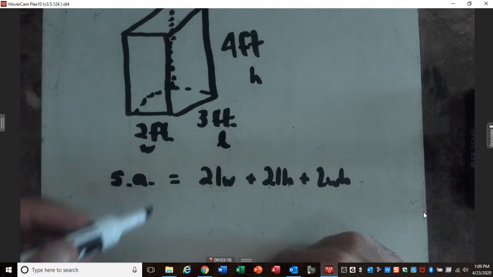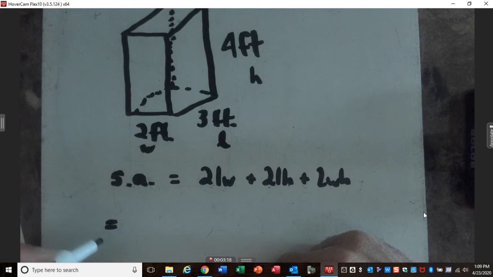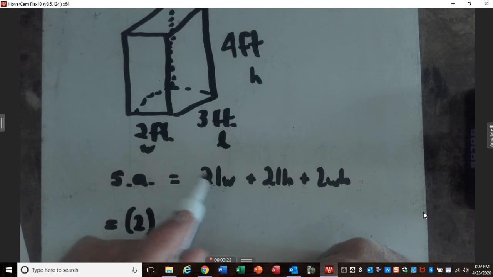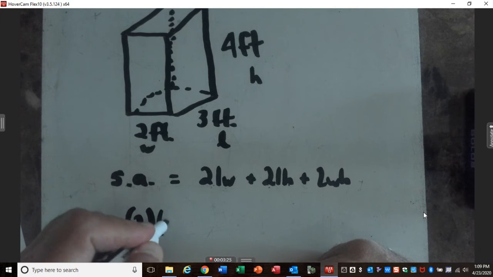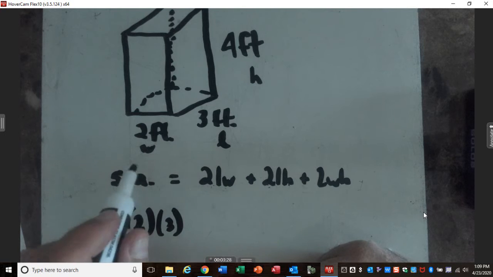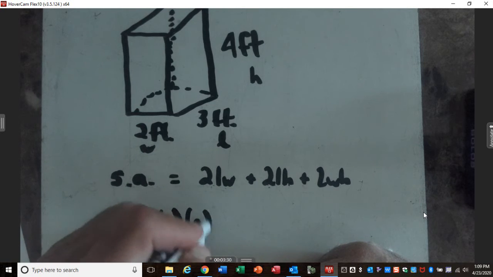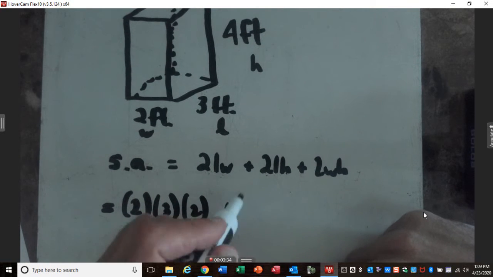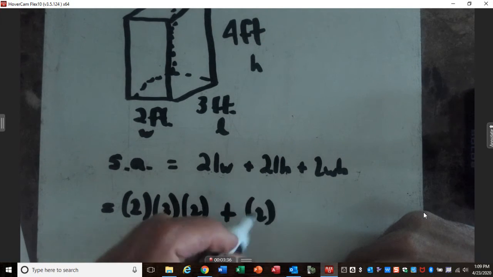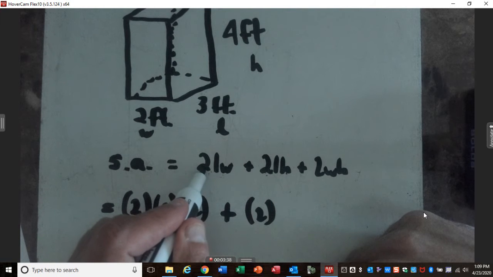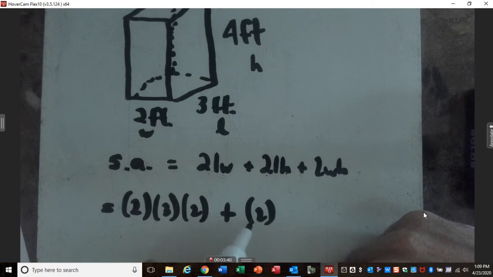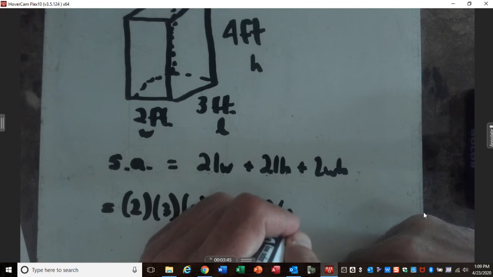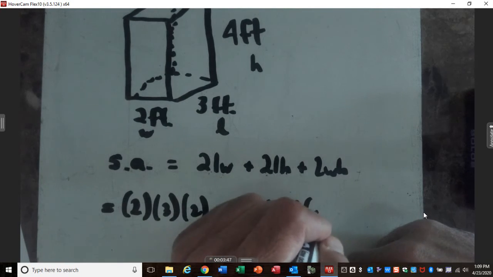Now it's just a bunch of plugging everything in. So the surface area is going to be equal to 2, I like to use parentheses, times the L, which is 3. All you're doing is literally labeling and then plugging everything in. It really doesn't get too much easier than this. Plus, we're going to separate each one of these. Then we've got 2 again. By the way, the 2 means we have a top and a bottom, a front and a back, and 2 sides, so this is a shortcut to doing it. The L is 3, and the H is 4.